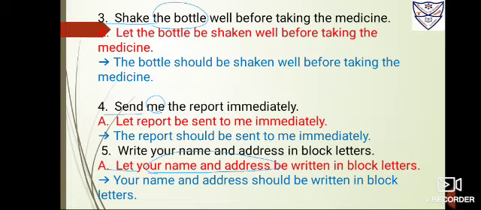Now number 4 is send me the report immediately. Send is the verb, so underline it. Me is the object, so you have to box it. Now we have to begin with let. So I'll begin with let the report be sent to me immediately, because as I've told you, direct transitive it is, two verbs, two objects are there over here.